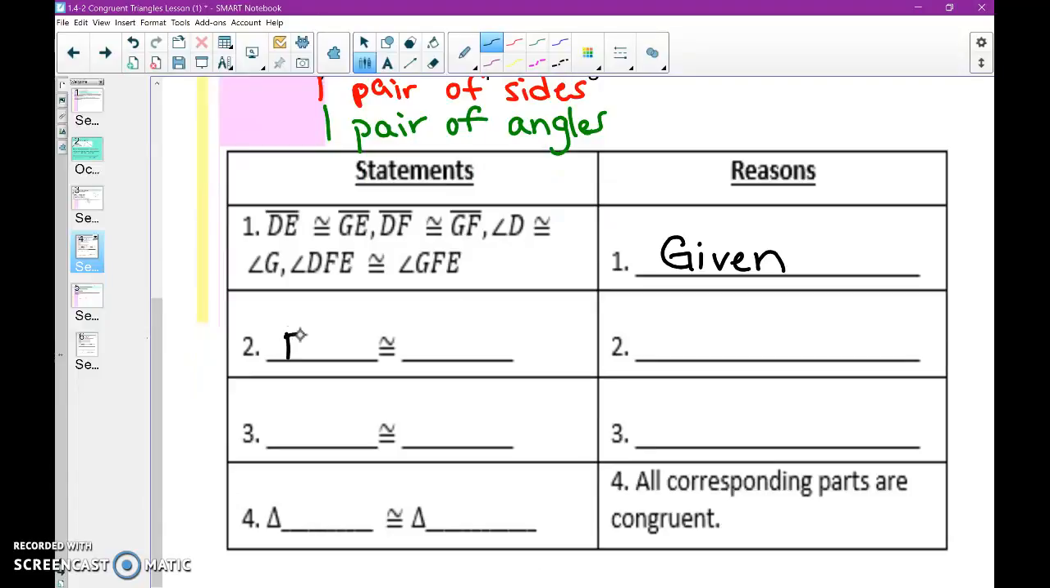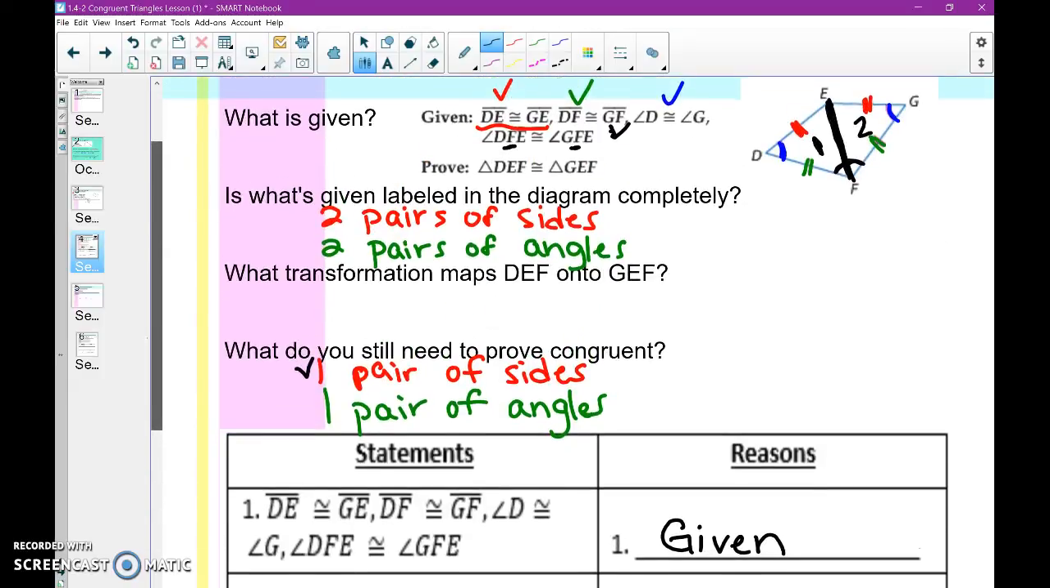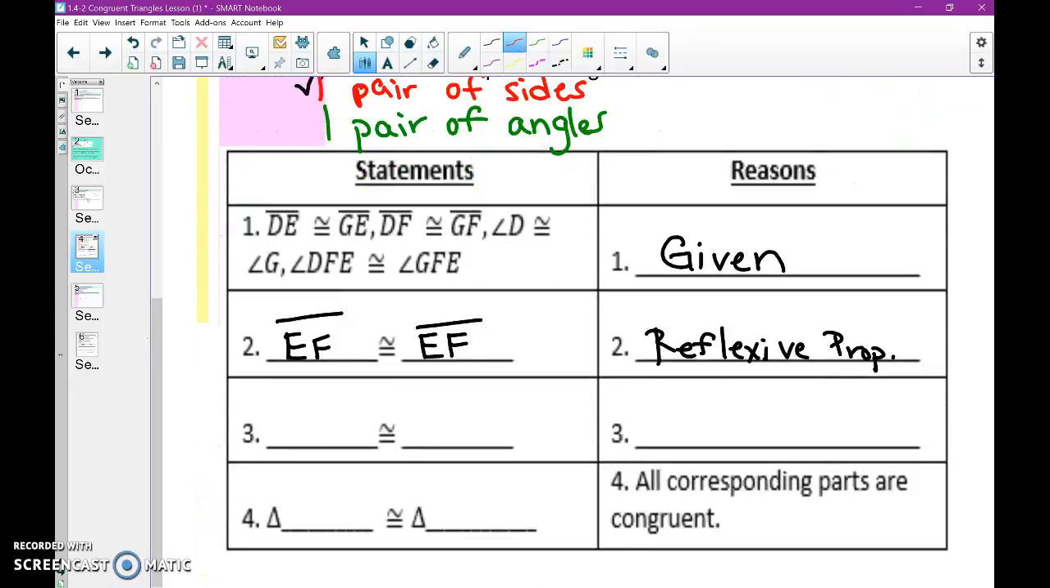So what is the reason why EF is congruent to EF? If you're not sure, look back at the table at the top of your paper. Which one of those properties talked about things that overlap and are the exact same piece of both shapes? That would be the reflexive property. So that's your reason that goes in there. So we just proved that last pair of sides that we didn't have. So now all 3 sides of both triangles are done. They've been proven congruent. Awesome. Done. We can check that off.